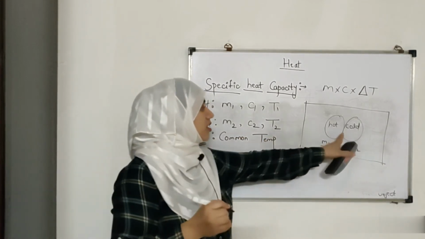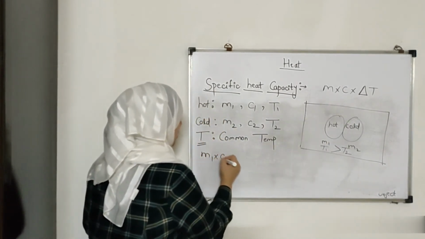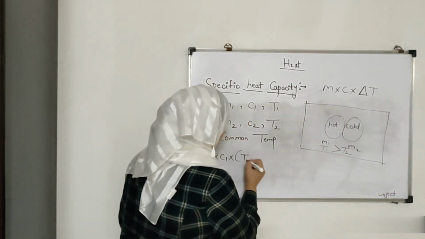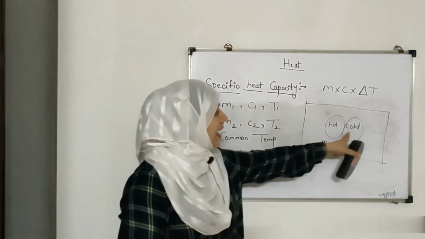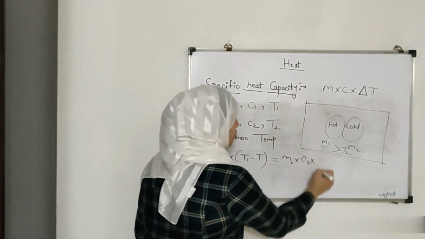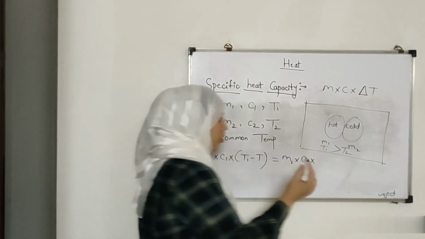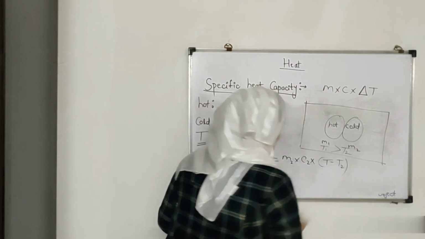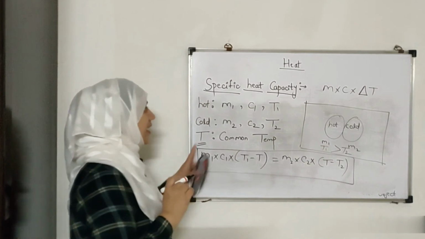So the energy lost by the hot object by this formula becomes M1 into C1 into the difference in temperature, T1 minus T, which is equal to the energy gained by the cold object, M2 into C2 into, now the temperature of the cold substance becomes more, so T minus T2. So that gives the principle of heat exchange.